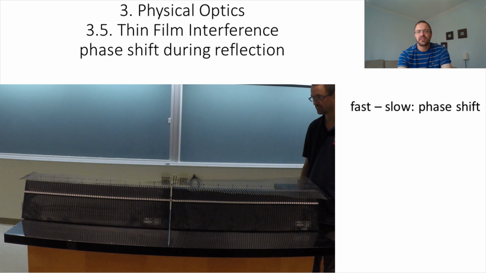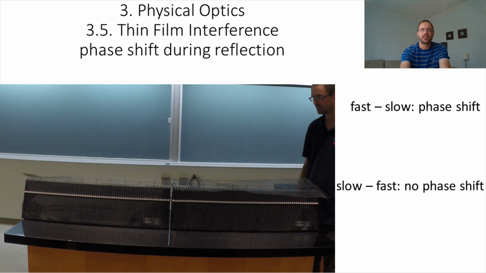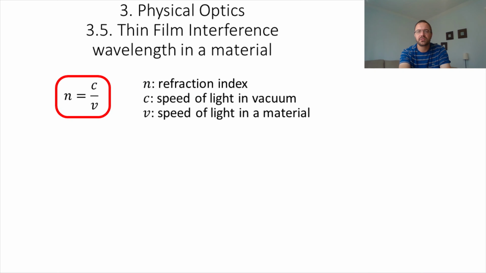Then you see that the reflected wave remains with a positive displacement. And so there is no phase shift for the reflection from slow to fast. One more thing we have to cover: there is a change of wavelengths in a material. We've just introduced the index of refraction as the ratio of the speed of light in vacuum to the speed of light in a material.